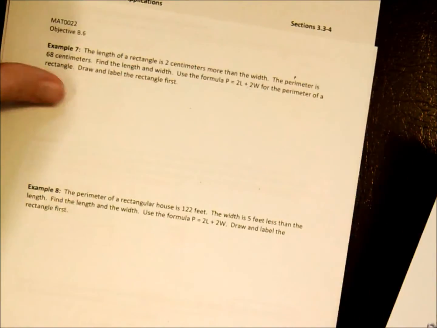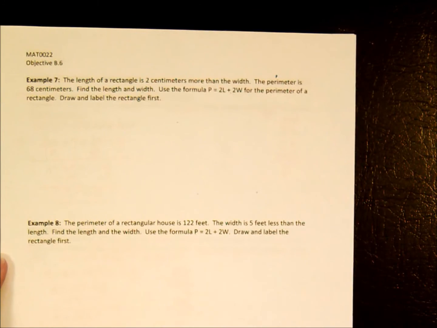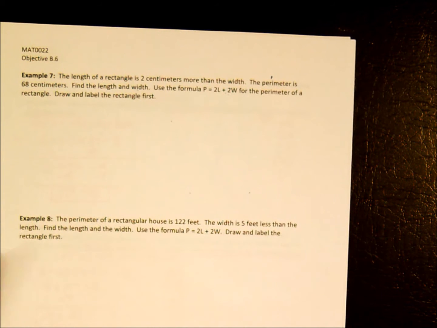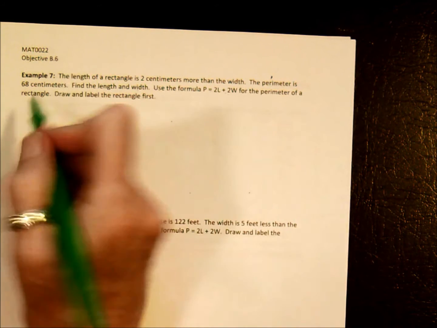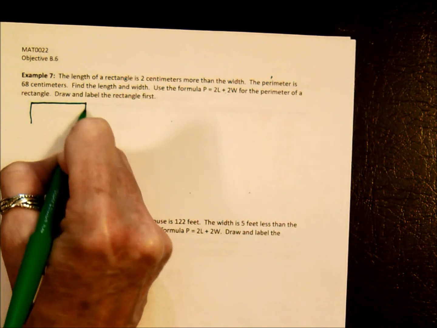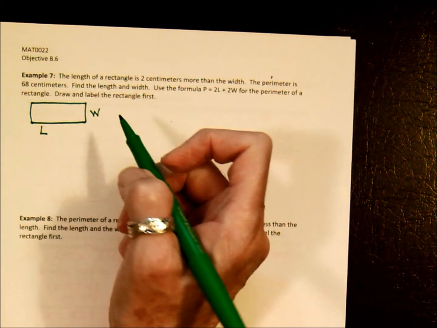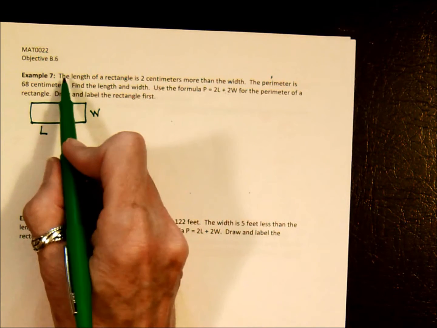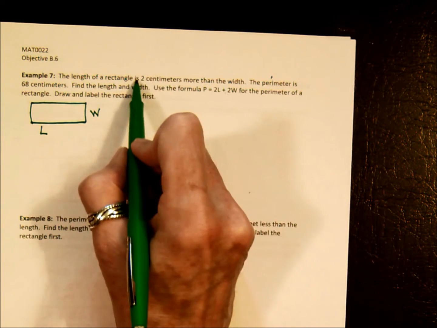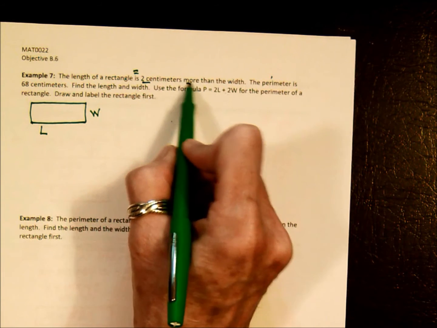All right, the last type of problem that we're going to do is also a comparison problem, but it has to do with rectangles and perimeter. So let's look at the last two problems on your notes. Number 7 says the length of a rectangle. So before I go any further, I'm going to draw a rectangle because you want a picture on this one. I'm going to label length and width because my problem is going to talk about those two things. And it says the length is, that means equals, 2 more than the width.